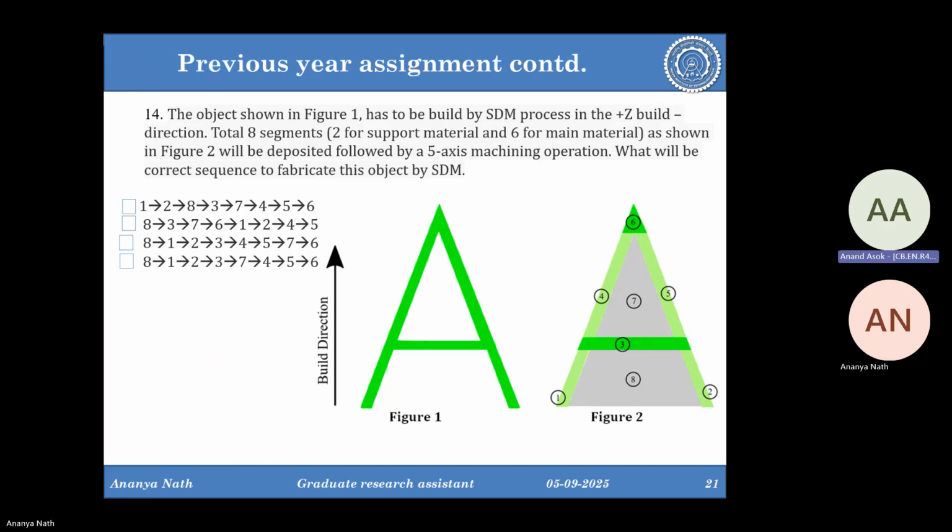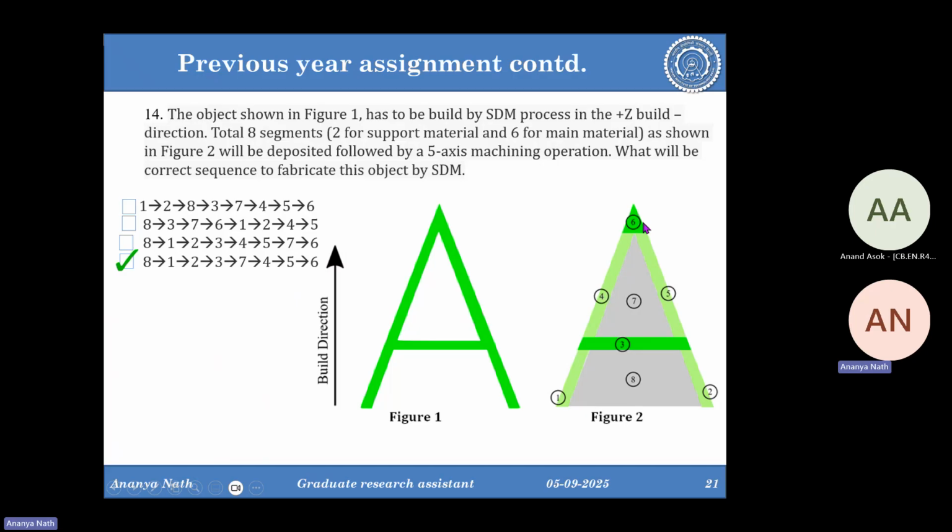Option 4, ma'am. Good. So it's first 8, then 1 and 2 and 3. After 3, we are printing the 7 as a support first, because if you see this, it's a kind of tricky question when you are in time pressure. So if you see these two options now, it says after 3, you're printing 4 and 5.